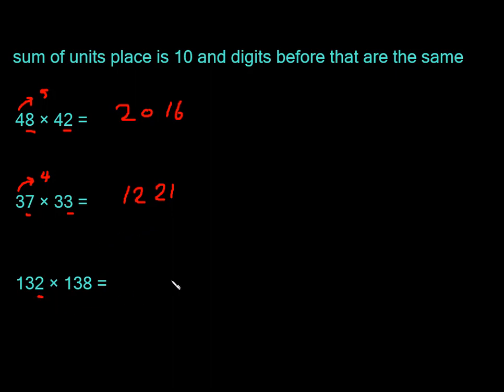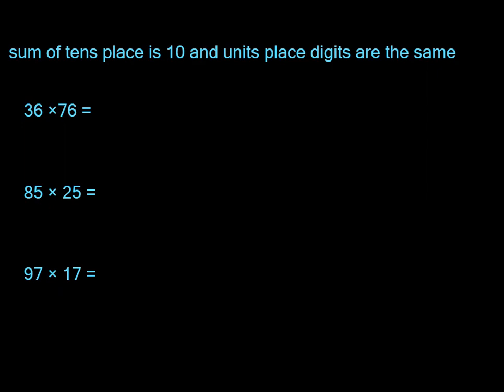Next one, we will start with units. 2 times 8 equals 16, and then multiply by the number that comes after 13. The number is 14. So 13 times 14 equals 182. So the answer is 18,216.